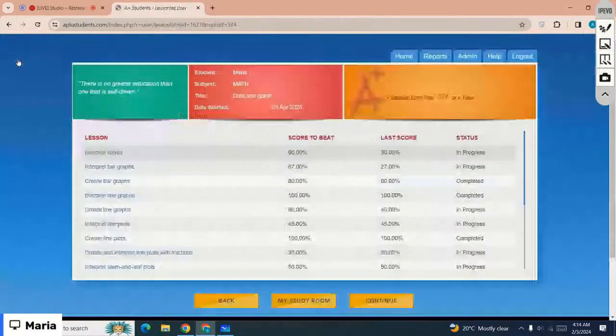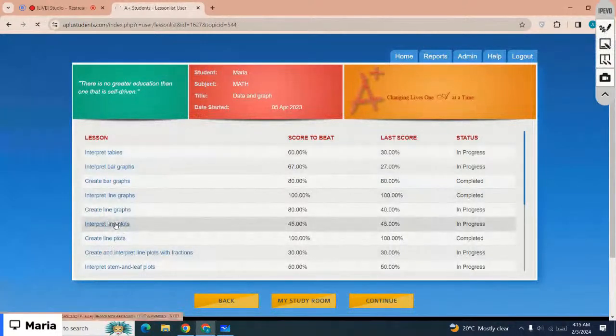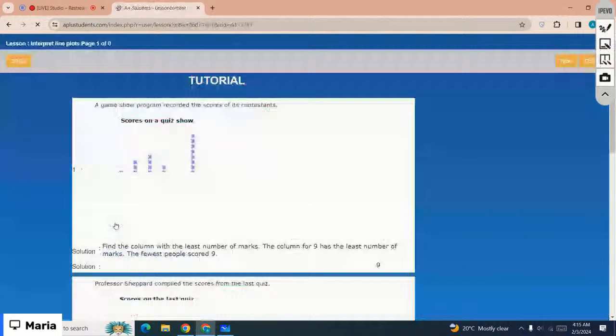The next lesson is interpret line plots, right? Let's just start with the lesson that is interpret plots. We have done with line graphs. Right now we're going to see line plots. Line plots and line graphs are different. Let's just look at the first example.